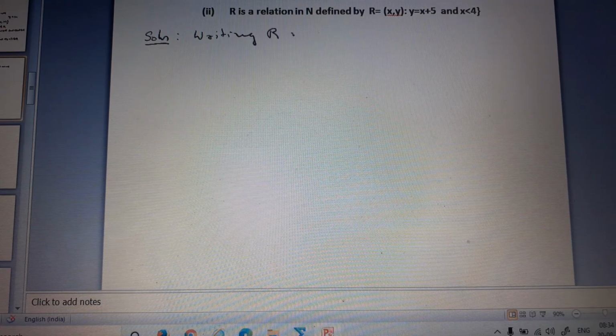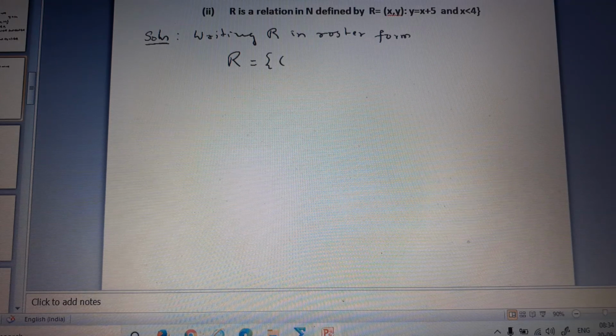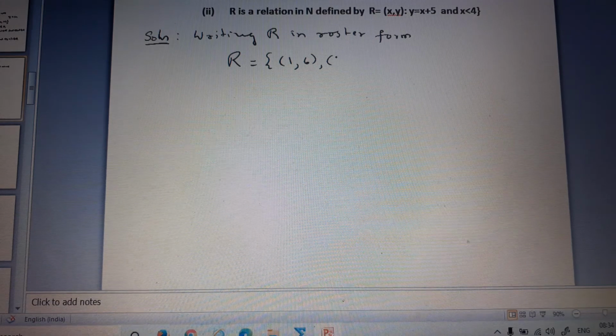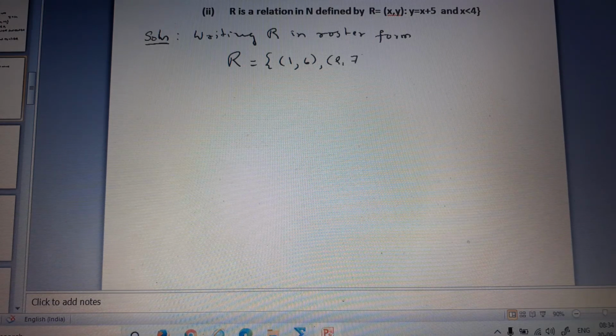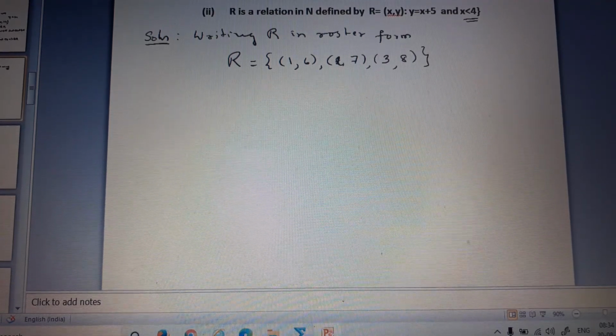write R in roster form. We get R equal to, see here, when x is 1, y is 6. So I can take 1 and 6. This is the first one. Then I can take x equal to 2 also. When it is 2, it is 7. Then x equal to 3 I can take. 3, it is 8. And I have to stop here because the condition is x should be less than 4.